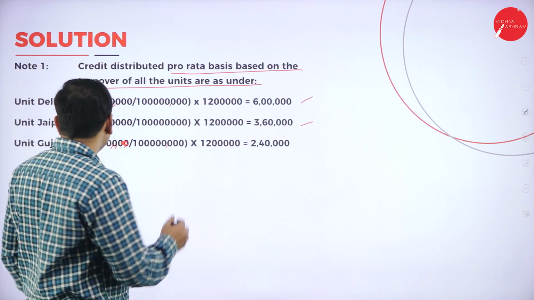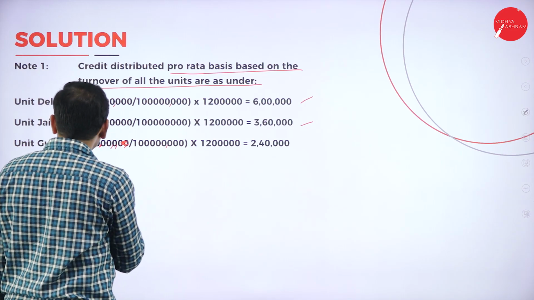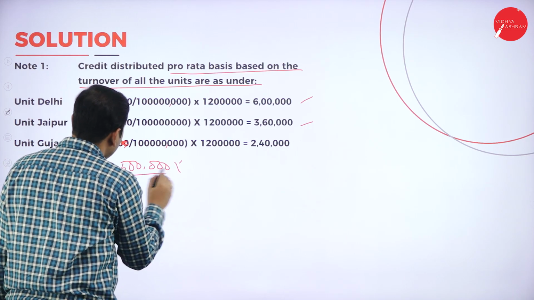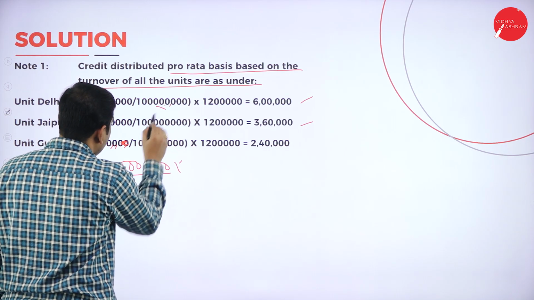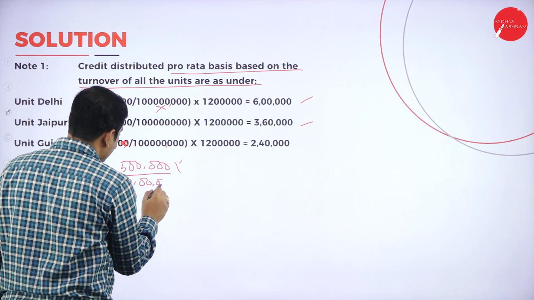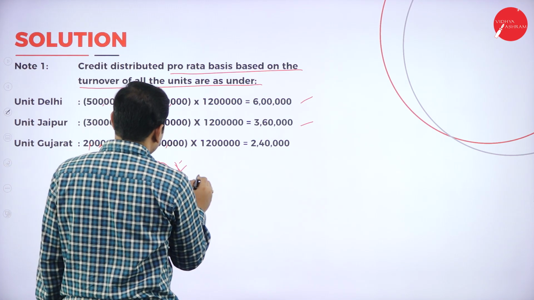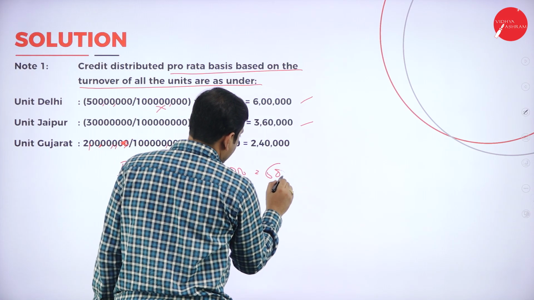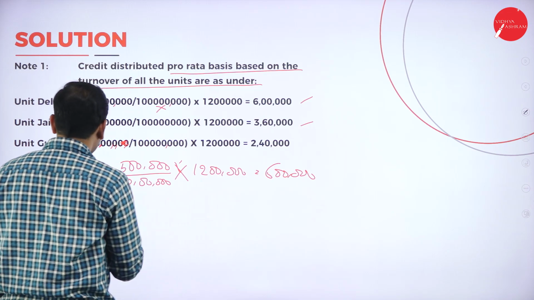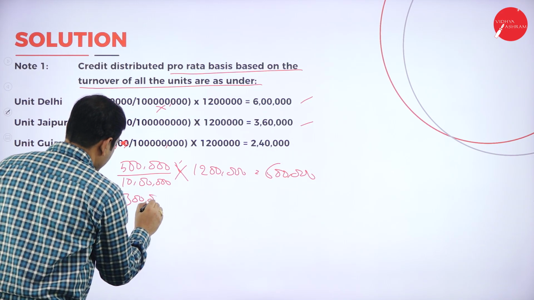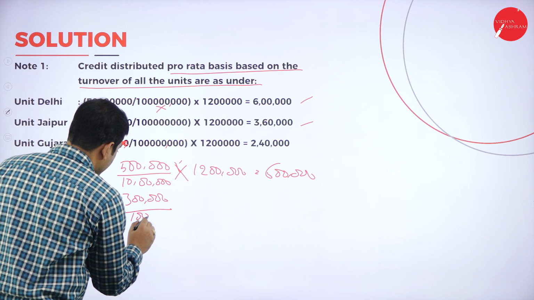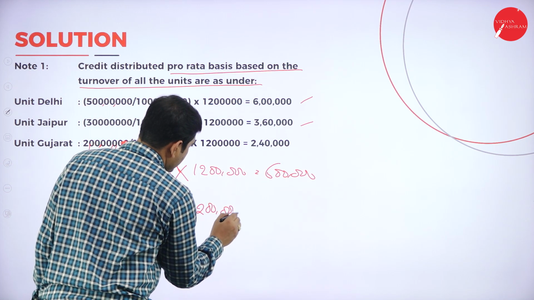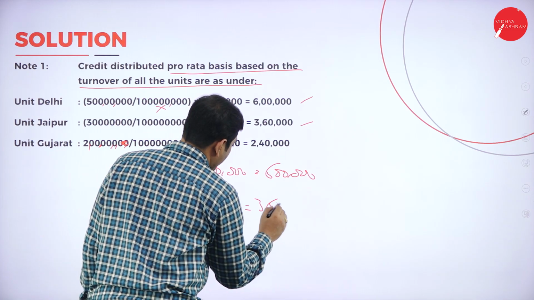Let's calculate here. For Delhi, this is 5 lakh divided by 10 lakh into 12 lakh, equals 6 lakh. Again coming to Jaipur, 3 lakh divided by 10 lakh into 12 lakh equals 3,60,000.